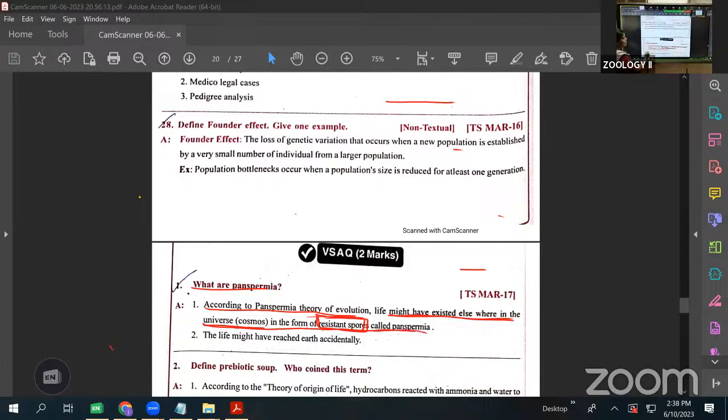Here, life might have reached the earth accidentally. This is the panspermia theory. According to this theory, life started with resistant spores. Next, life might have reached the earth accidentally.